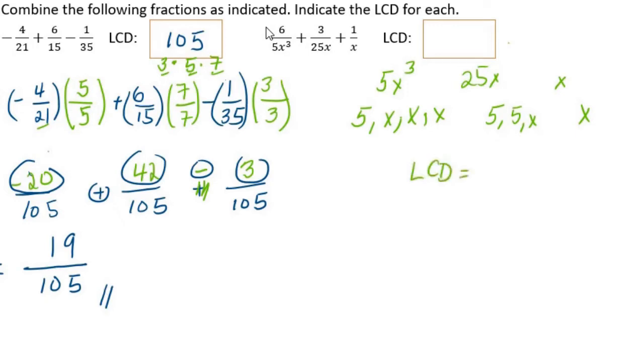So what's our LCD got to look like here? Well, it must have a 5 to be divisible by 5x cubed. And it must have 3 x's multiplied together. So I'll go ahead and write that as x cubed. In order to be divisible by the denominator of the second fraction, 25x, I need two 5's at the same time. So I'll take 5, multiply it by x cubed, and make sure I multiply that by another 5. I need an x, and I've already got one. Similarly, for the last fraction, I've already got the x I'll need. 5 times 5 times x cubed is 25x cubed.